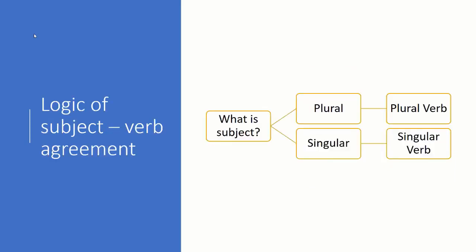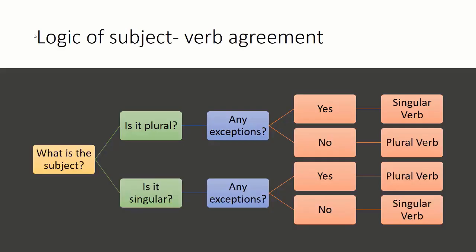Logic of subject-verb agreement. So I like using these little logic charts. What is the subject? If it's plural, use a plural verb. If it is singular, use a singular verb. All right, keep it simple like that. There is a much more, well, I'll just show it to you. This one that I created, which takes into account exceptions. If this is just too much for you and you're like, oh, I don't like it, it's not essential.